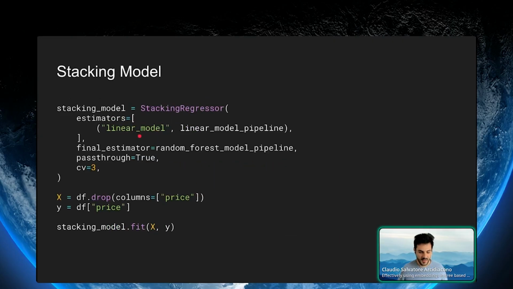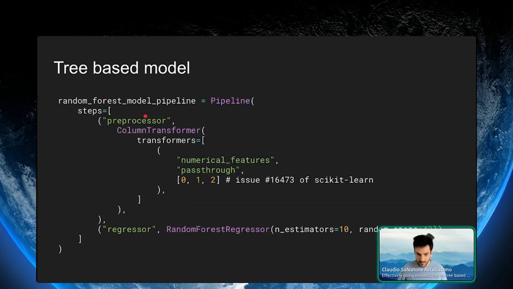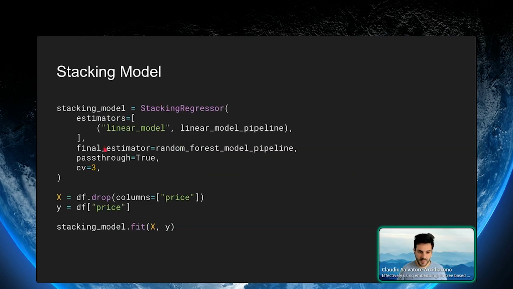And finally, the only thing I'm left to do is to combine those 2 estimators into a stacking regressor, like so. Essentially, I'm saying the initial estimator is my linear model. I can also put multiple ones if I want. And my final estimator is going to be my random forest pipeline model. And the most important part is to say passthrough equals true.